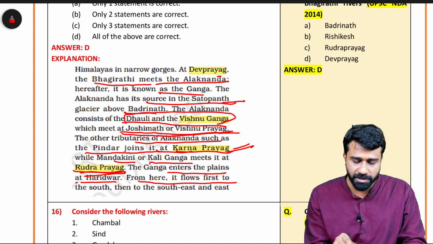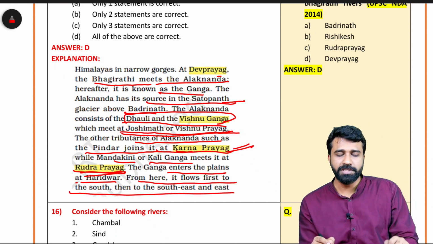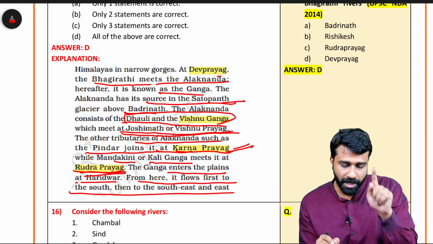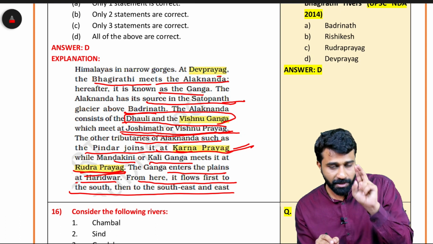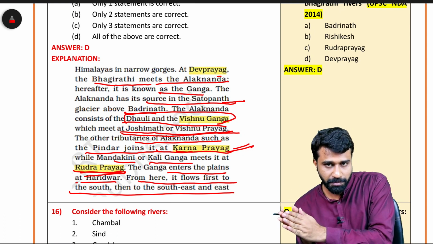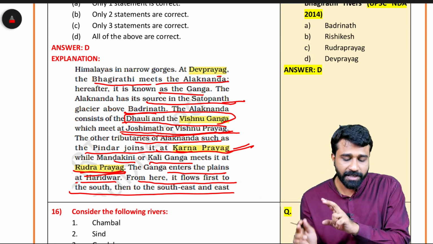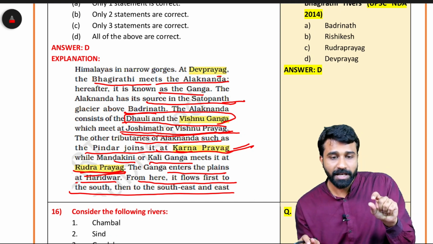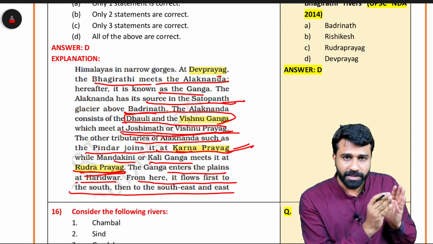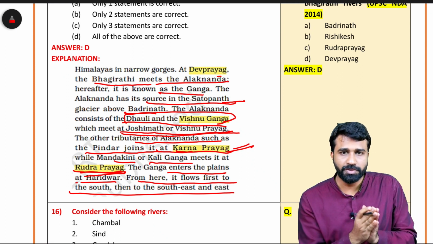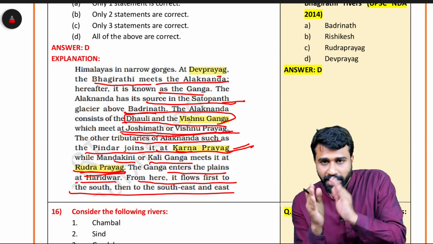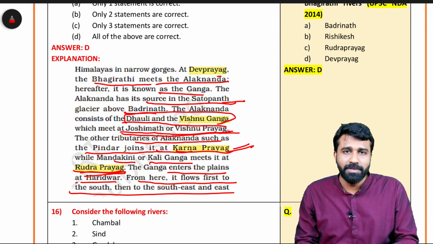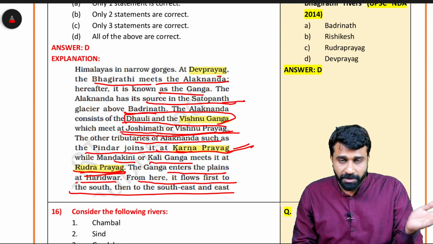From here it flows first south and then southeast. So, simply, Alakananda has tributaries: Dhauli and Vishnu Ganga, which meet at Joshimath. That is one thing over. Second, Pindar joins at Karnaprayag, and Mandakini meets at Rudraprayag. By combining all these tributaries, Alakananda will join Bhagirathi, and finally it will become the Ganga river.